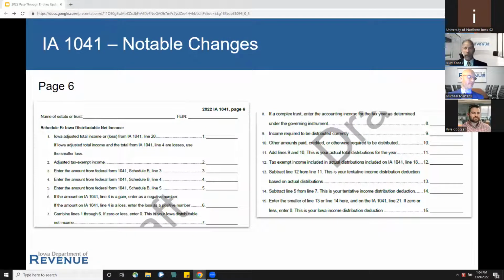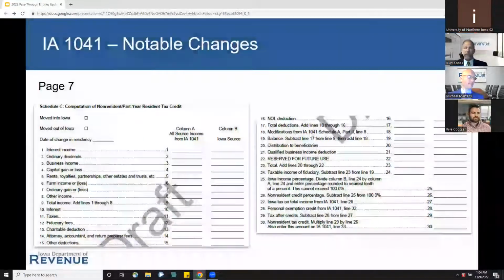And then we'll jump ahead to page 7. Page 7, there really isn't anything to discuss here. We copied the existing form that we had in our current 1041 for the computation of the non-resident part-year resident tax credit. Nothing changed on this form, but right now you just have one big continuous form, which I thought was helpful rather than having to go identify which schedules you needed to complete the 1041 correctly. It's all in one place.